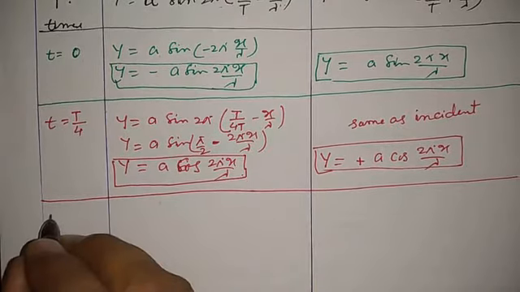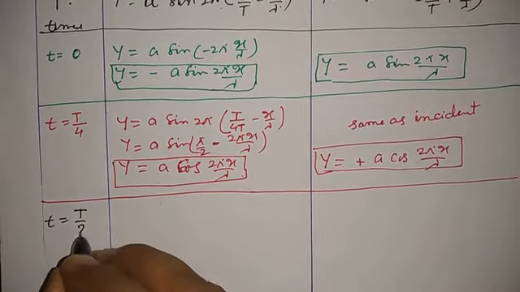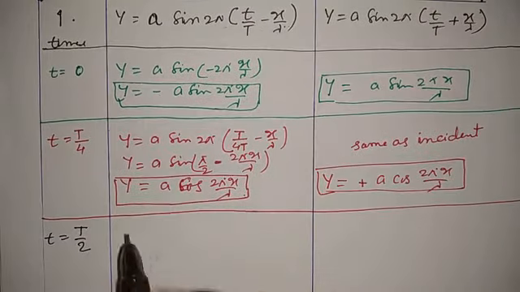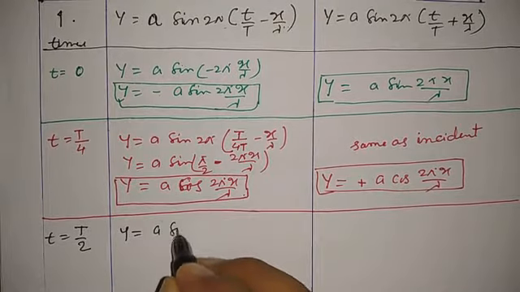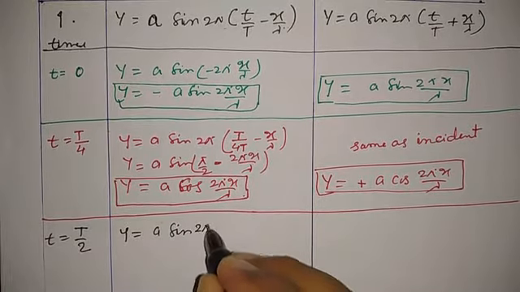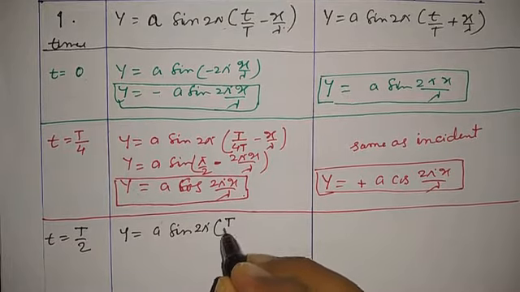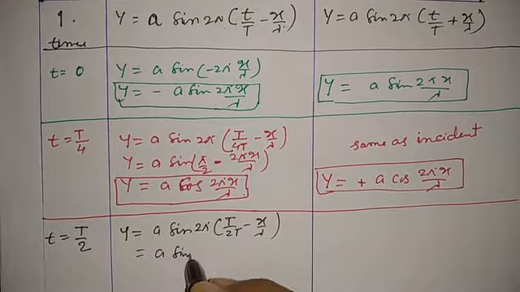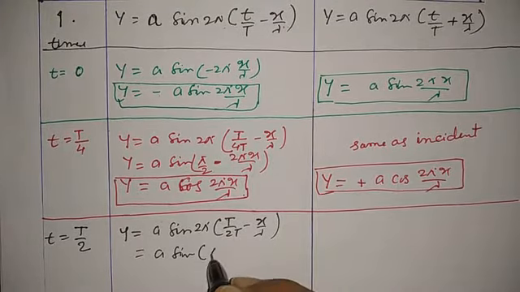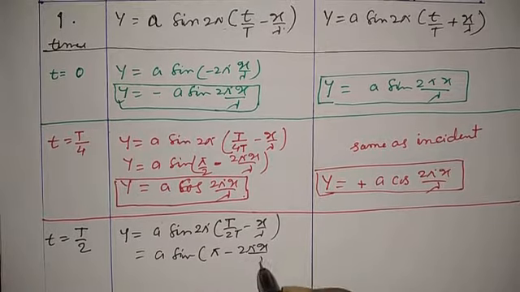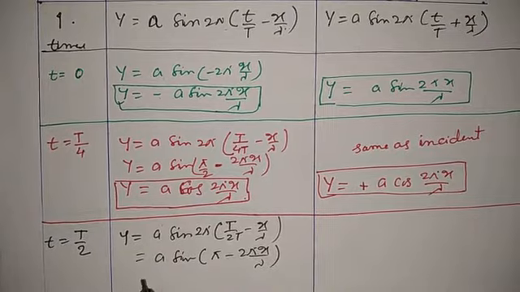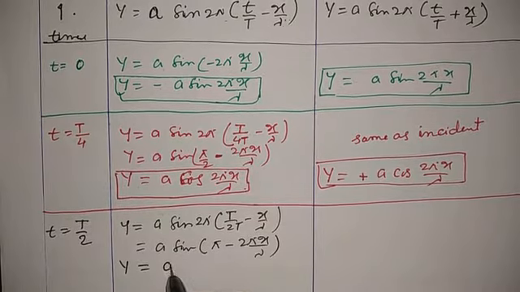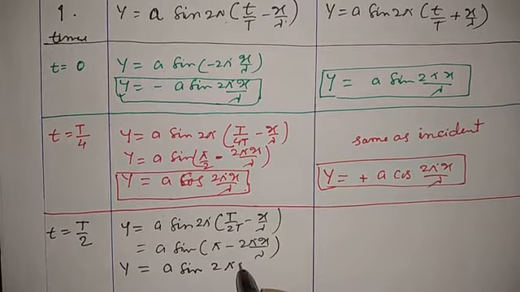Now we want to see when time is half of the time period. Then the equation of incident wave, we want to see what is the shape in this situation. y is equal to a sine 2 pi (t by 2T minus x by lambda). So in that condition it becomes a sine, T is cancelled by T, it is pi minus 2 pi x by lambda. Now see here, sine 180 minus theta is sine theta, so it becomes a pure sine wave.